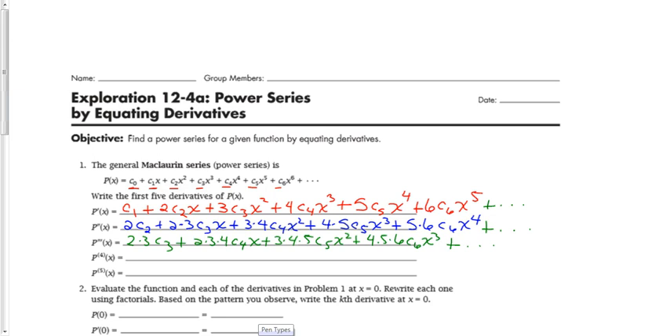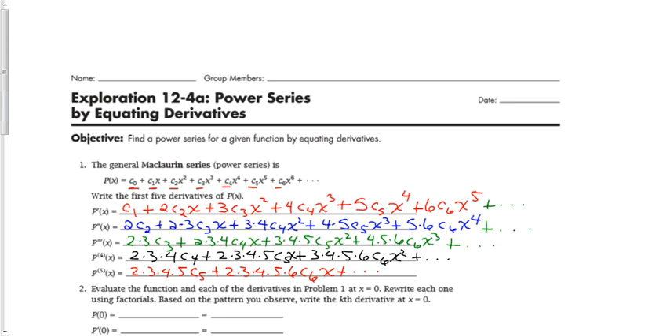Fourth derivative, I have 2 times 3 times 4 c4. I have 2 times 3 times 4 times 5 c5 x. I have 3 times 4 times 5 times 6 c6 x squared. I forgot my x over here with my c5. Dot, dot, dot. And then my fifth derivative is 2 times 3 times 4 times 5 c5 plus 2 times 3 times 4 times 5 times 6 c6 x, and on and on and on.